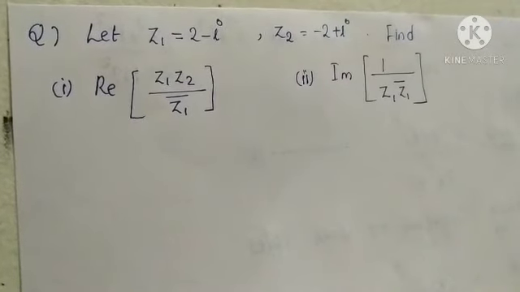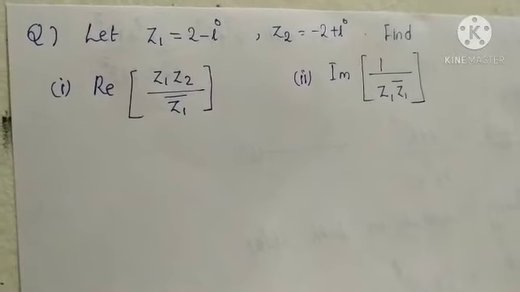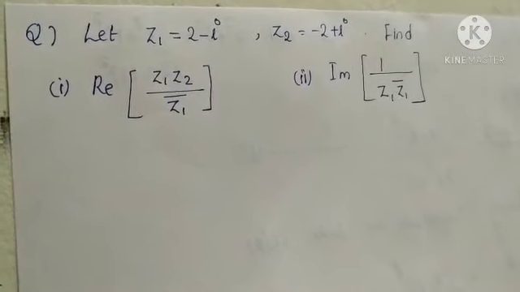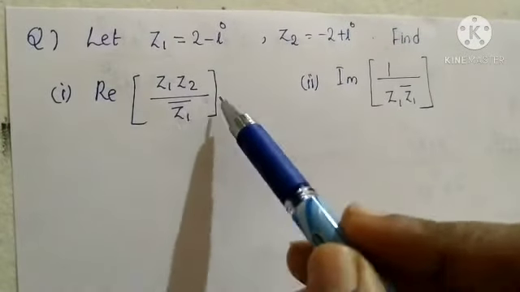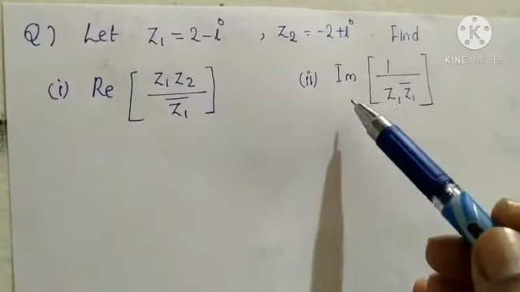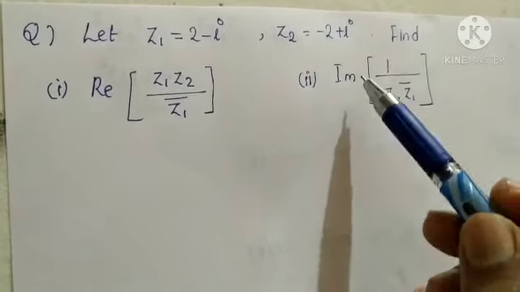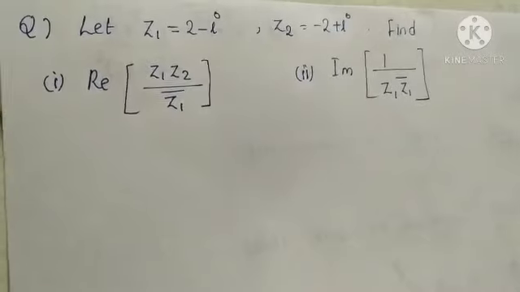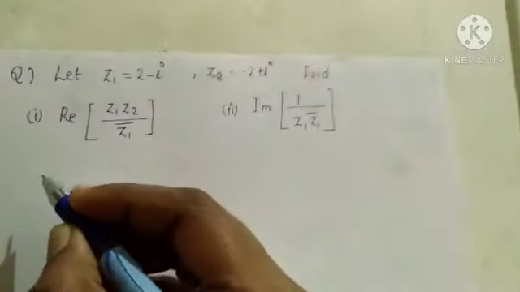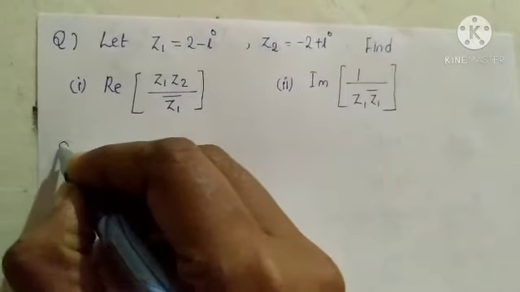This is our next question. Let Z1 equal to 2 minus i and Z2 equal to minus 2 plus i. Find, first part of the question is the real part of Z1 Z2 divided by mod Z1, and the second part of this question is the imaginary part of 1 divided by Z1 into Z1 bar. Okay, so let's start the solution of this question.